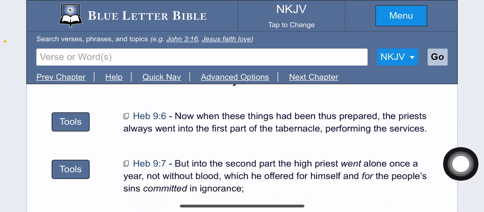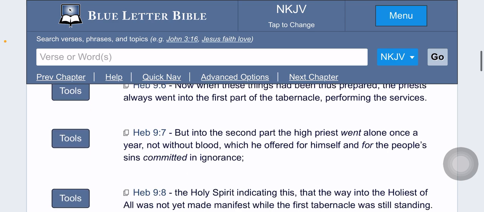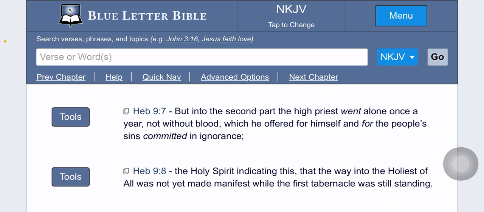So you see, the first part of the tabernacle, the priest could go, but the second part of the tabernacle, where you had the Ark of the Covenant, no one could go in, only the high priest. And he went in once a year. And he always went in with blood, the blood of the animals that he sacrificed, which he offered for the cleansing, for the sins committed in ignorance, for himself first and for the people. So you see, this priest was not perfect. He was just a son of Israel, just like the rest of the Israelites. But we needed someone who was perfect to be able to do this. And that perfect person was Yahawashi.